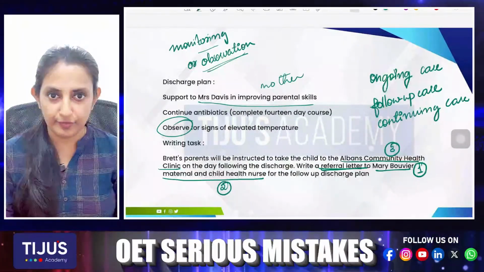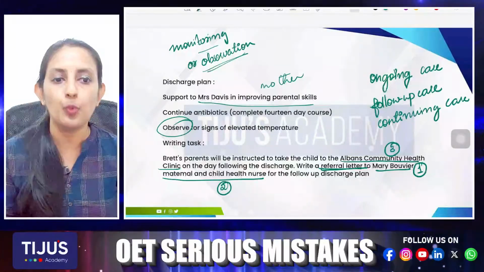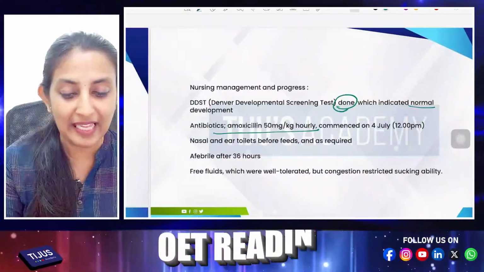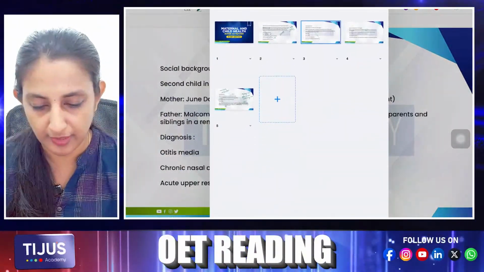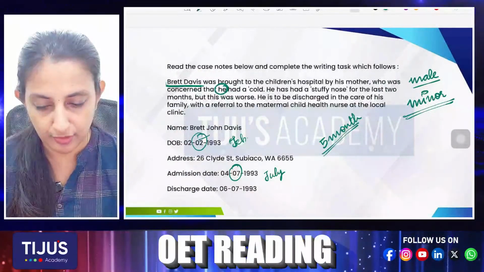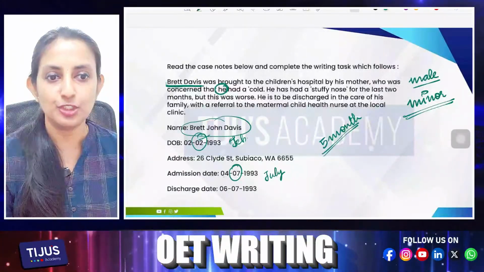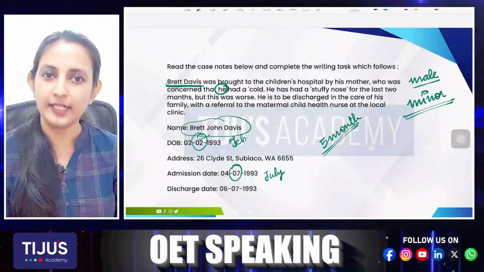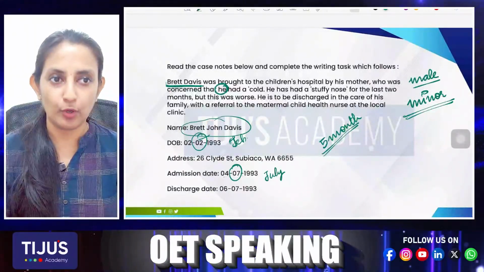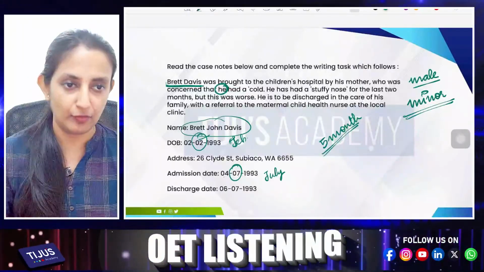And as it is a referral letter, you can write, I am writing to refer. And the full name of the patient should be there in the introduction. That is Brett John Davis. So I'm writing to refer Brett John Davis, who requires follow-up care and monitoring. That should be the first line of the sentence.